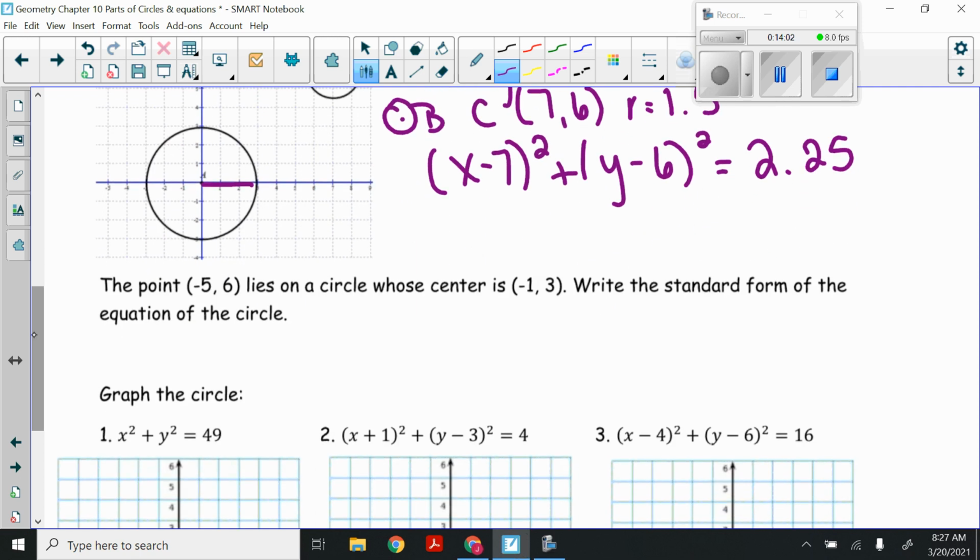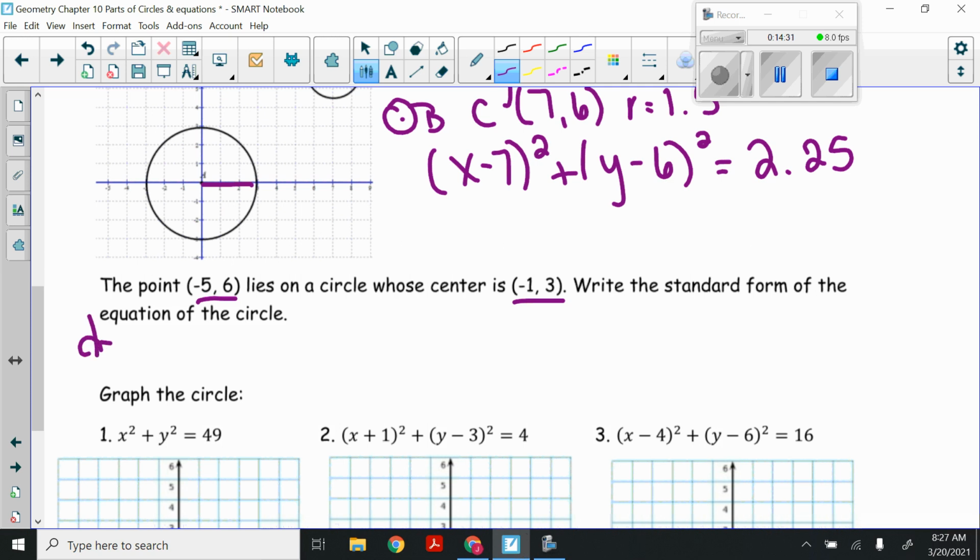Right, our next one. It tells me the point negative 5, 6 lies on a circle whose center is negative 1, 3. Write the standard form of the equation of the circle. I could graph this or do the distance formula because I need to find out how far it is from this point to this point. Again, if I were to graph it, then I would have to do the Pythagorean theorem. I don't have a graph out here. I'm going to show you the distance formula on this.